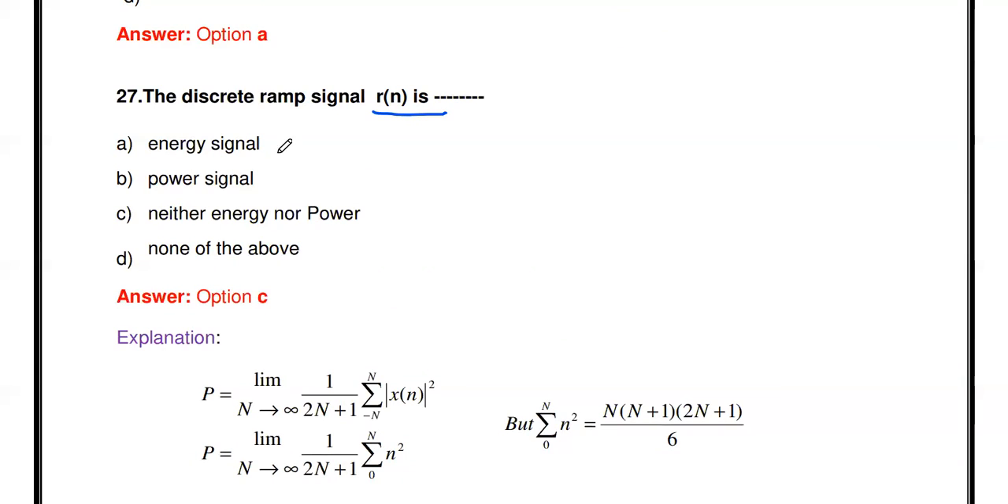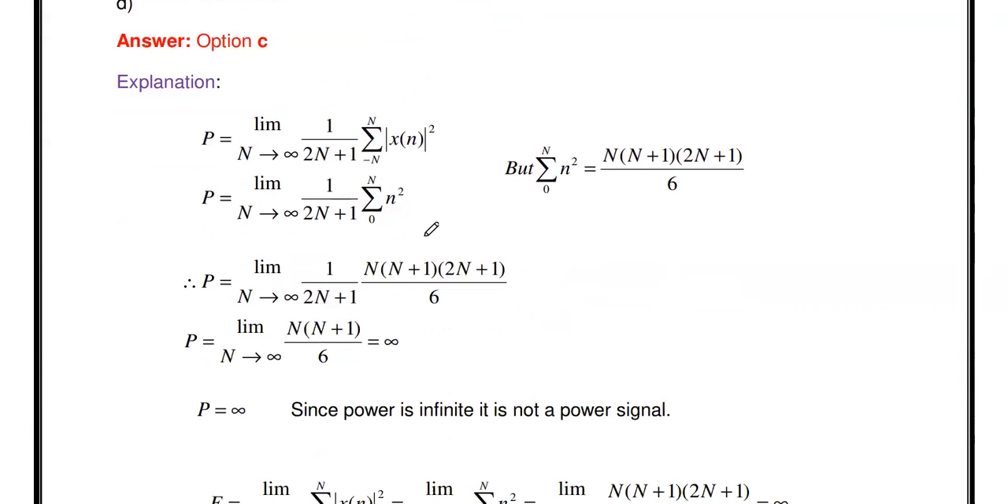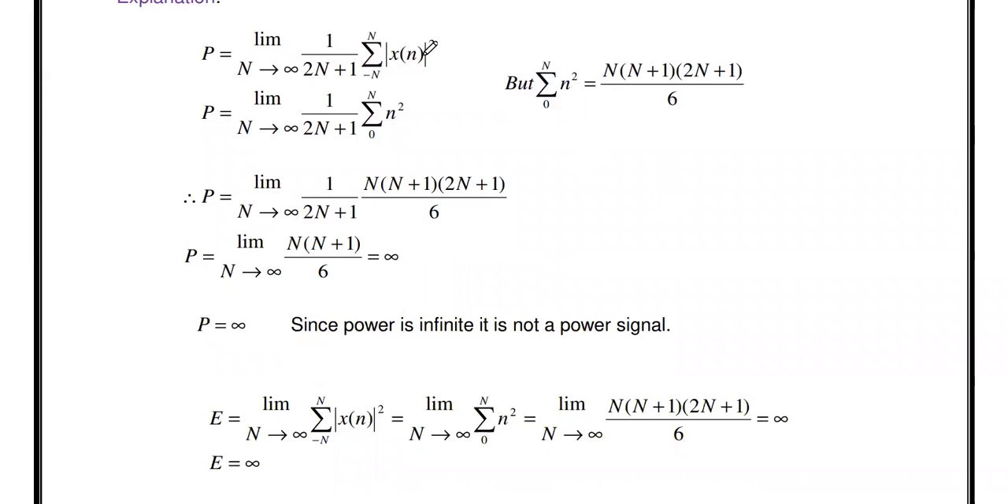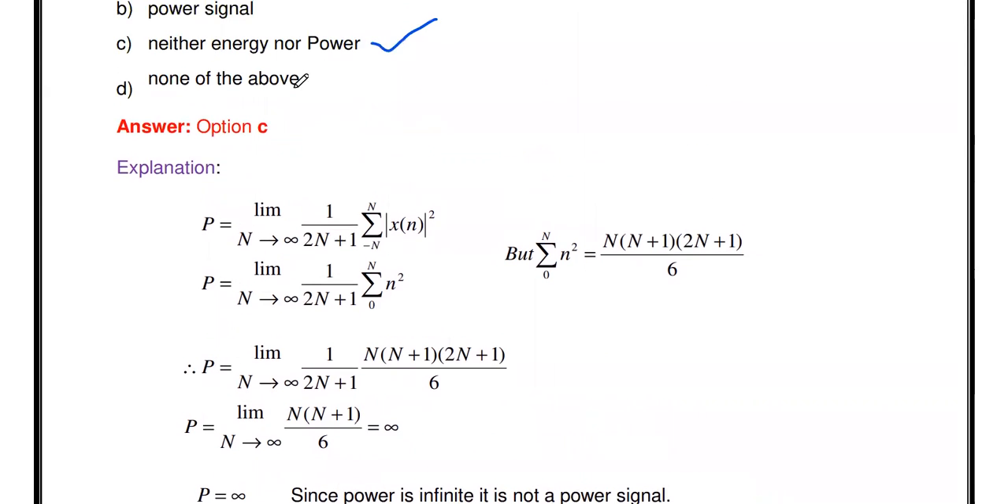Okay, so energy, power, neither energy nor power. The ramp signal r of n is neither an energy signal nor a power signal. If you are calculating the power, we did all these calculations in a separate video, the energy and power signal problem.